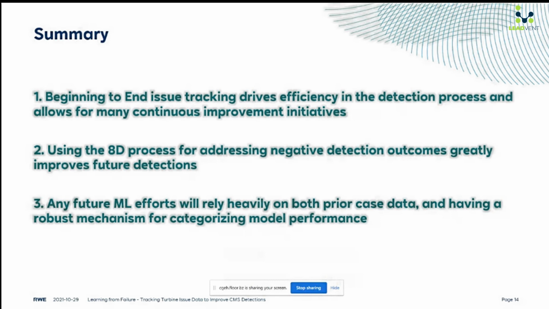So, in summary, beginning to end issue tracking drives efficiency in the detection process and allows for many continuous improvement initiatives. Using the 8D process for addressing negative detection outcomes greatly improves future detections. Any future ML efforts will rely heavily on both prior case data and having a robust mechanism for categorized model performance. So that concludes today's discussion.